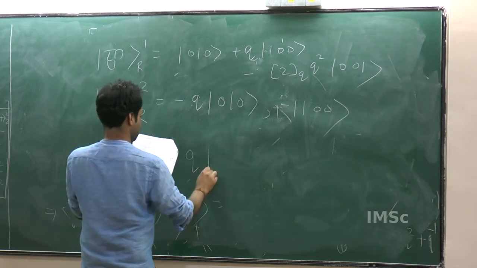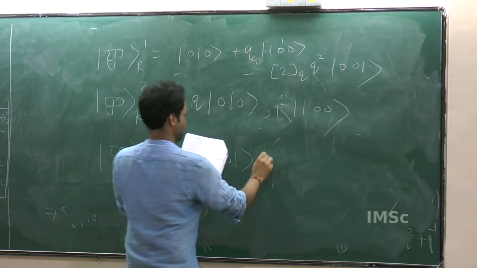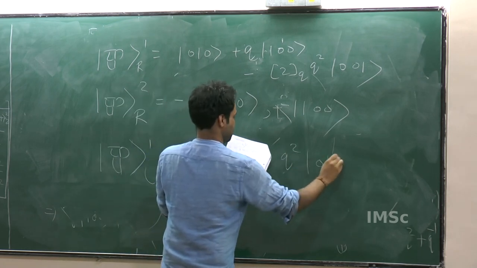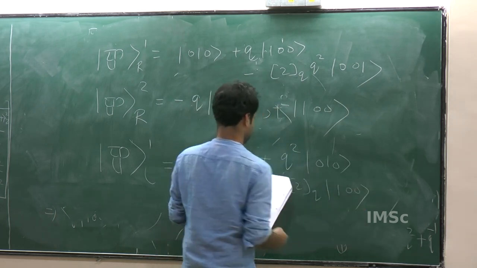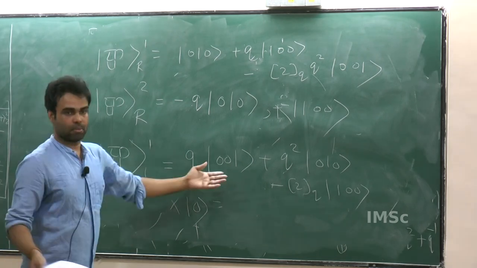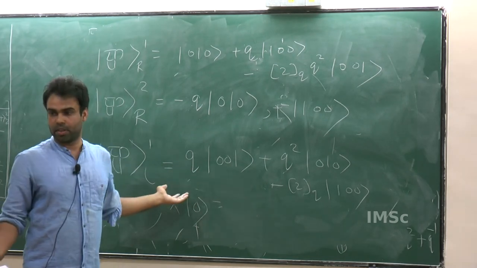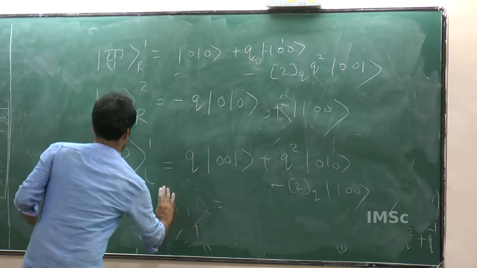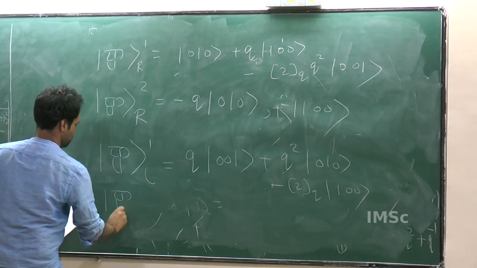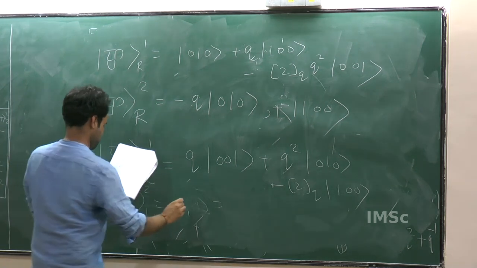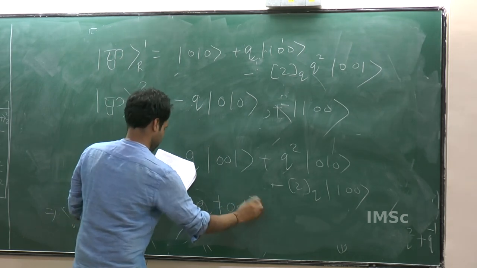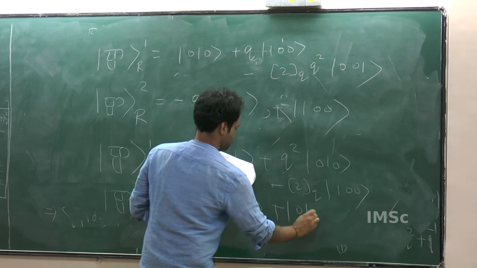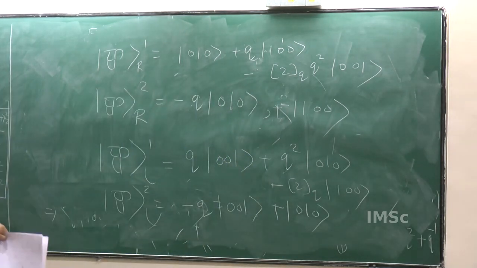Q times 0, 0, 1 plus Q square 0, 1, 0 minus 2 Q, 1, 0, 0, and you have to find out what is the normalized vector. So this is a simple vector, you find the norm of that. And similarly, the second one is now minus Q 0, 0, 1 plus 0, 1, 0. This is the vector. Now you can compute what is the projection and you'll get a unitary matrix.